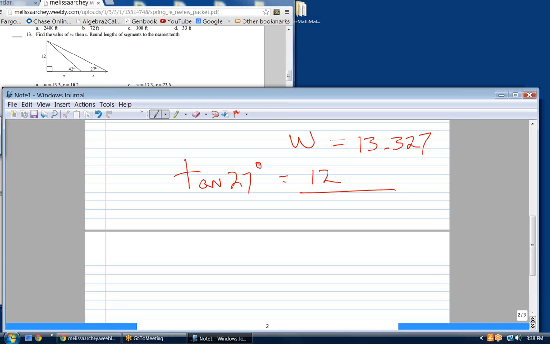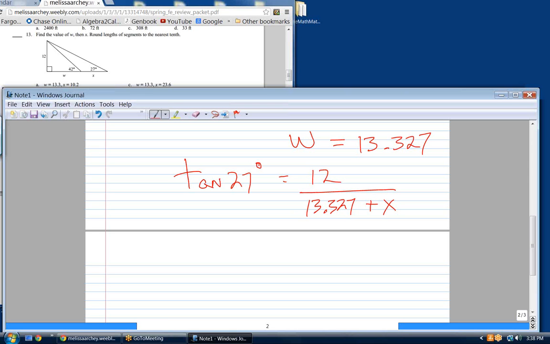Remember, we have to consider this whole right triangle. It's not true that the tangent of 27 is equal to 12 over x. That's not a true statement. What is true is the tangent of 27 is equal to 12 over w plus x. This side is w plus x. So it's 12 over w, which is 13.327, plus x.